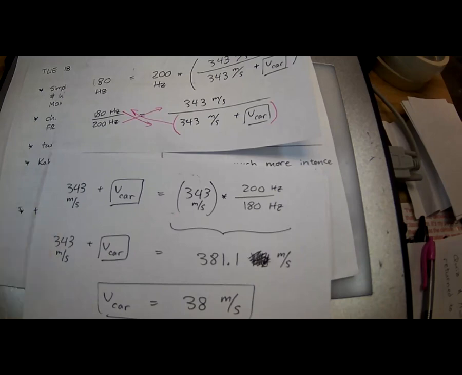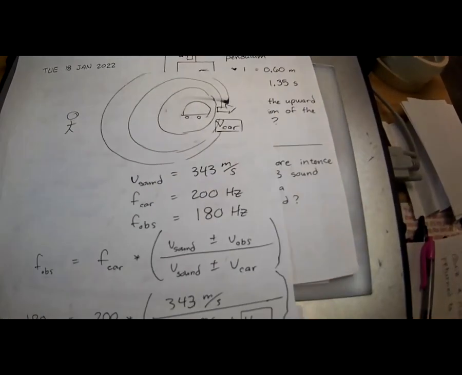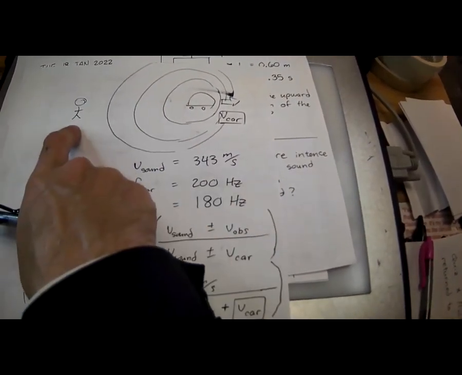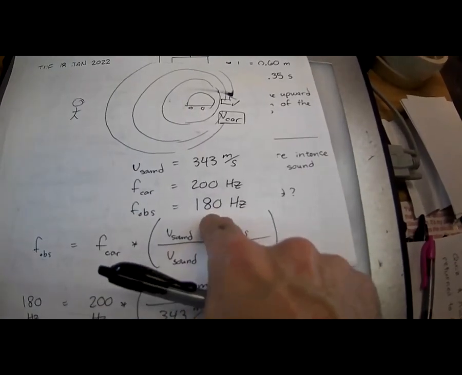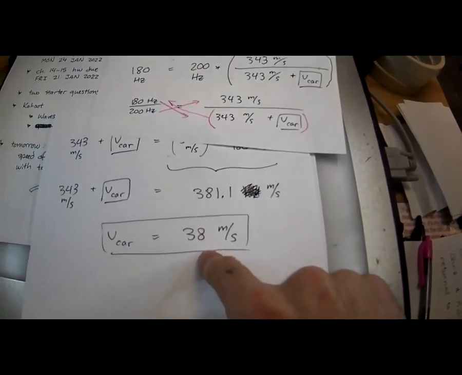That's how fast the car had to have been going for all those other numbers to play out. That's to say that if the horn was honking at 200 hertz, this guy who the car is headed away from perceives 180 hertz. The car had to have been going 38 meters per second for all that to play out like that.